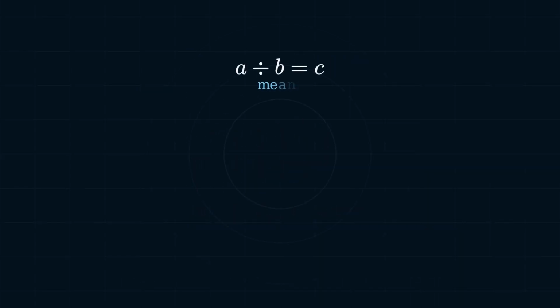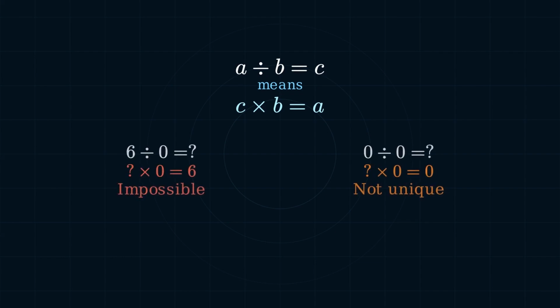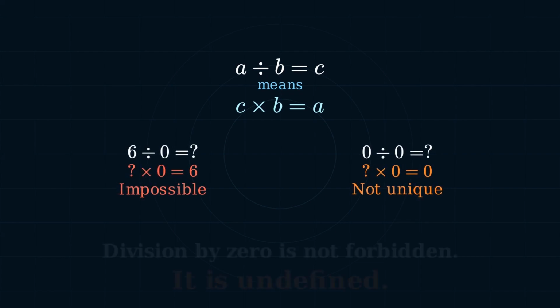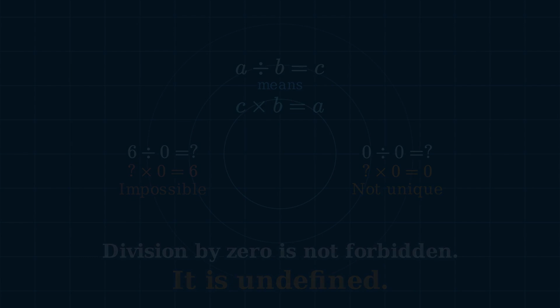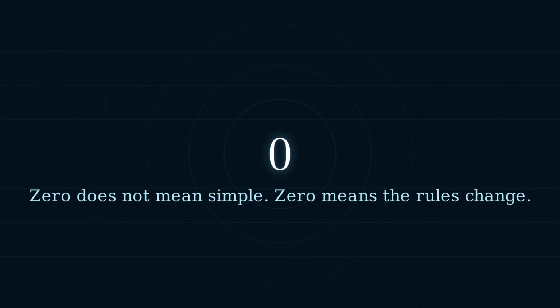The whole story comes back to one idea. A divided by b equals c means c times b equals a. For 6 divided by 0, we need a number that times 0 gives 6. Impossible. For 0 divided by 0, every number becomes a candidate, not unique. So division by 0 is not forbidden because mathematicians dislike it. It is undefined because the reverse operation breaks.